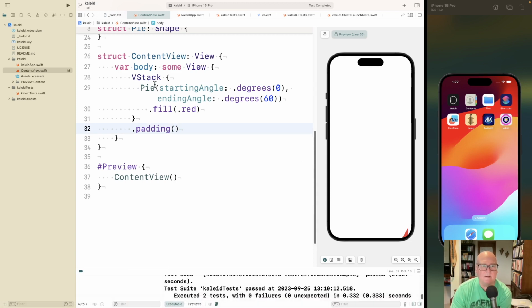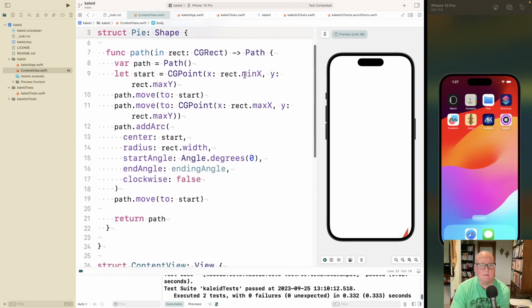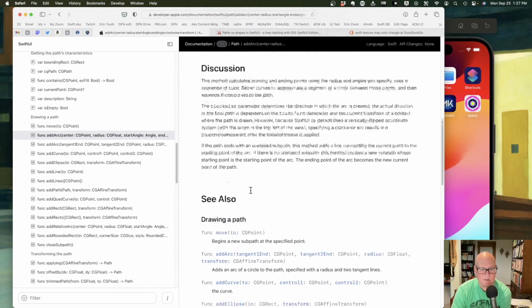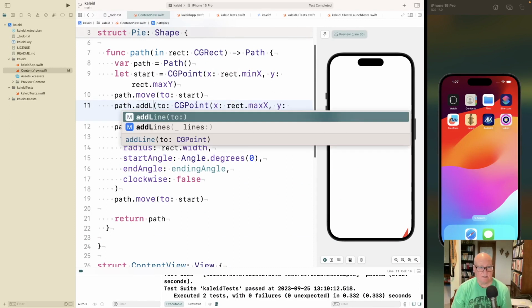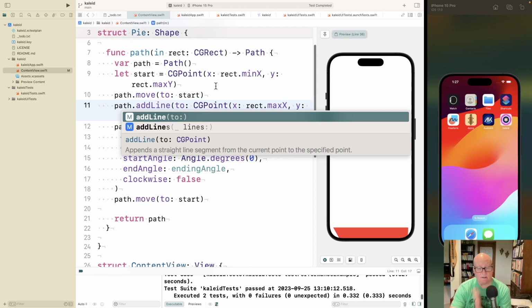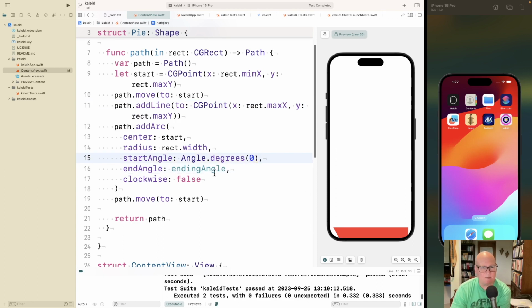Okay. X, rect min X, Y, max Y. I believe that's down here. Move to max X, max Y. I thought that would be over here. Okay, let's, what else do we have? Add line. I'm gonna make these add lines just so we can. That actually seems important. I think this thing spins backwards is the deal. I don't know if I can subtract. Yeah, something. Okay, this thing is goofy.